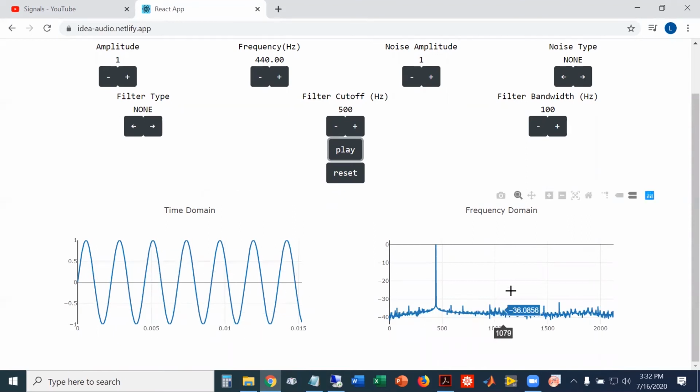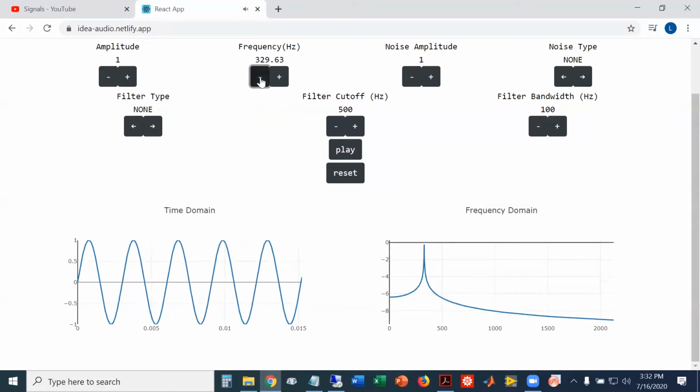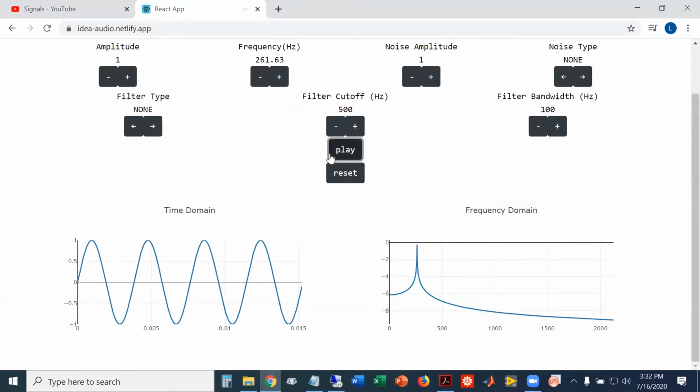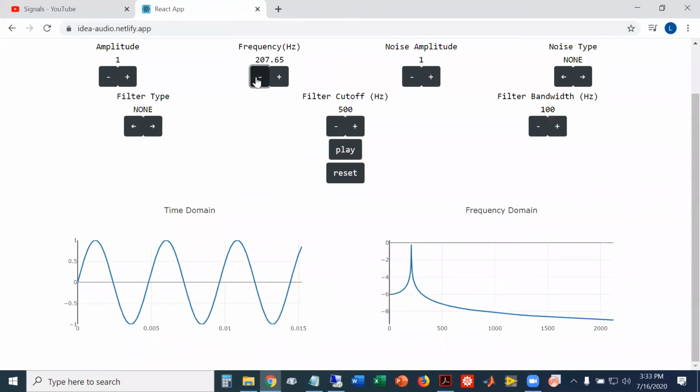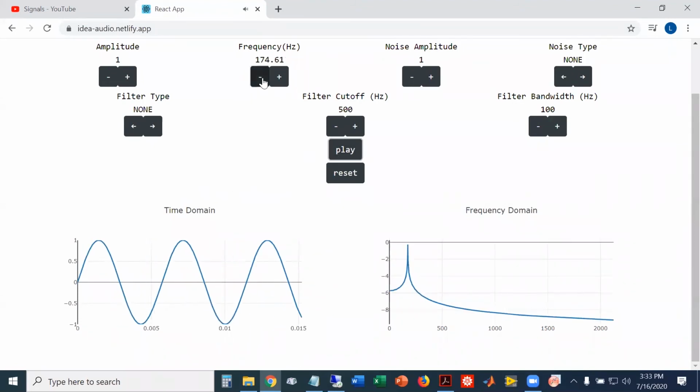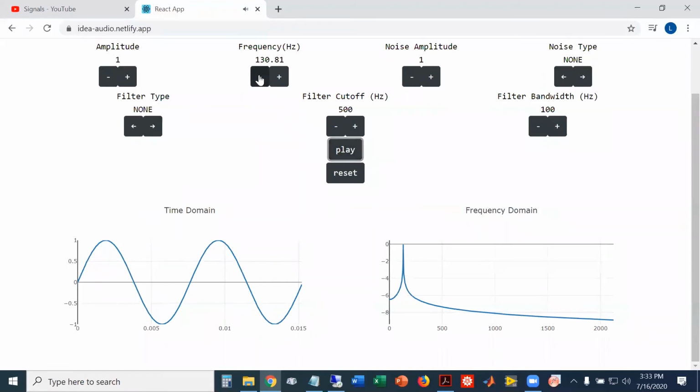The second way to look at the data is in the frequency domain. So looking at what frequencies exist in the signal. In this case, there's just one frequency at 440 hertz. If I play this, and then start reducing the frequency, moving this to lower frequency, there are fewer cycles per second, and you get a lower sounding note. So it sounds more bass and less treble.